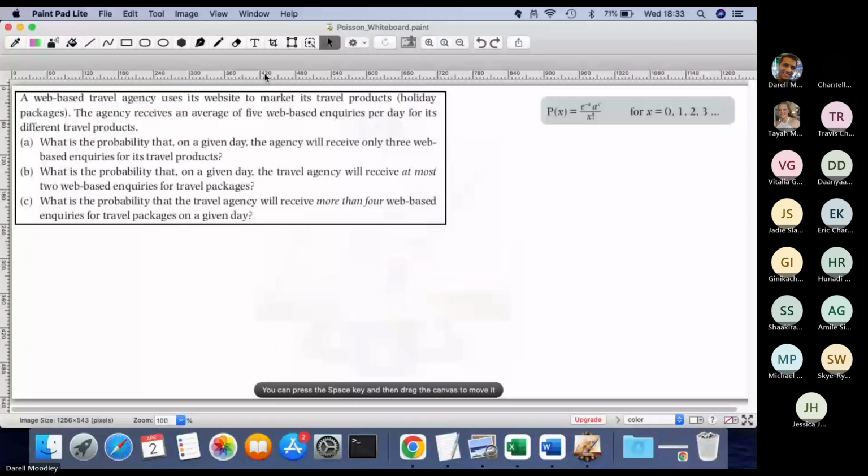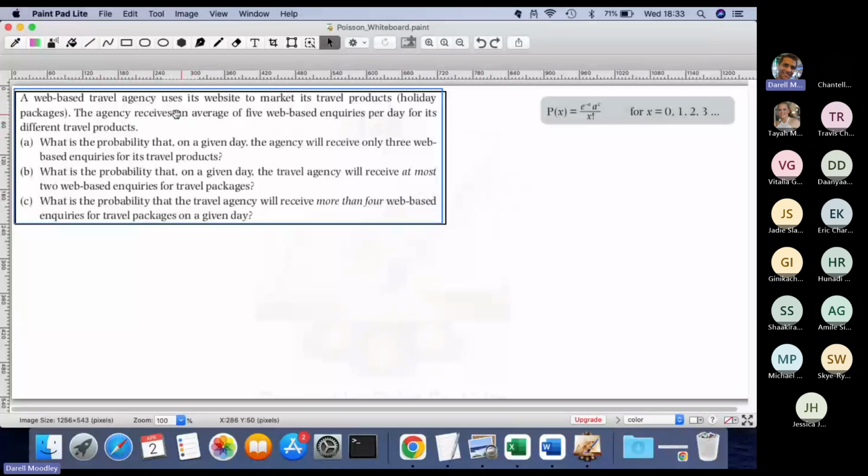All right. So a Poisson distribution is also a discrete distribution, as I mentioned earlier. But the difference is that for a Poisson distribution, what you're trying to count is something occurring within time intervals. So let's look at this problem, and I'll explain it using this problem here. It says a web-based travel agency uses its website to market its travel products. The agency receives on average 5 web-based inquiries per day.